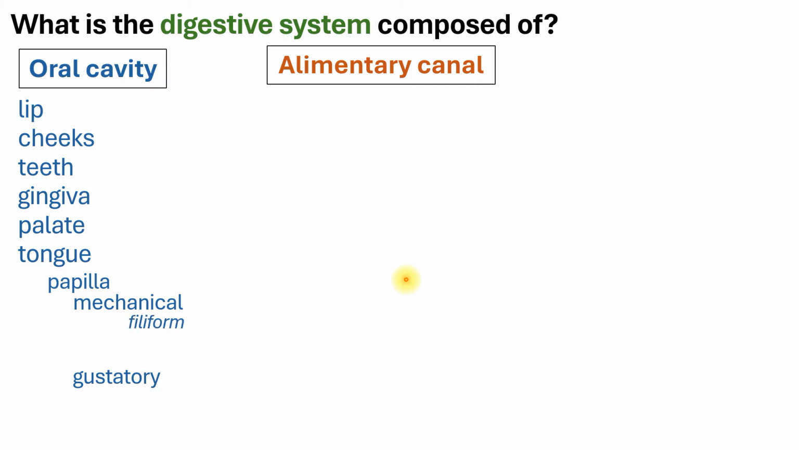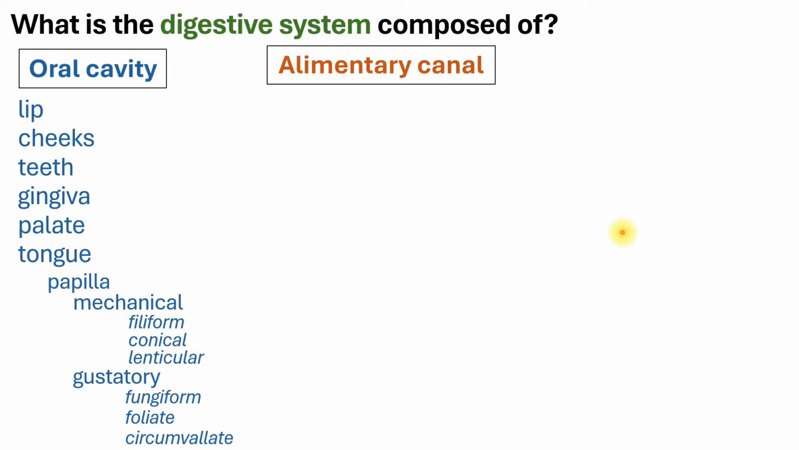Under the mechanical type of papilla, we have filiform, conical, and lenticular. Later, we're going to see what they look like. So these three types of tongue papilla, or protrusions, do not have taste buds, while your fungiform, foliate, and circumvallate papilla would have your taste buds.